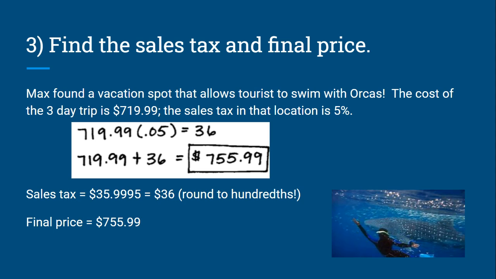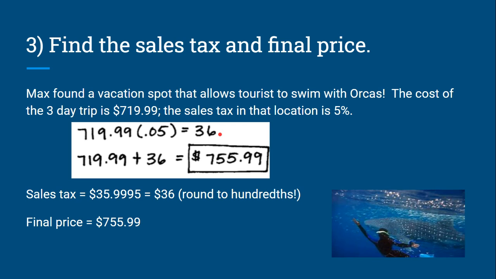So the first step we have to take is to find the amount of the sales tax. So we're going to take $719.99, multiply it by 0.05. Okay, when you do that, remember we're rounding to the nearest hundredth place, so $36 is the tax. That money will go to the government.